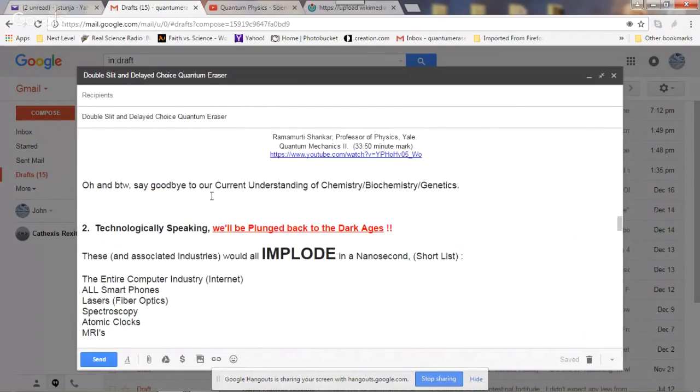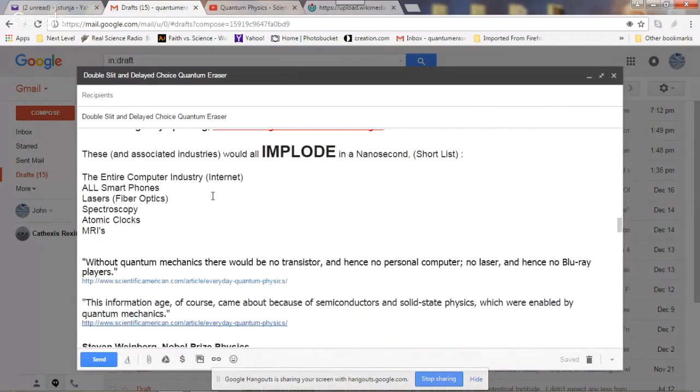Number two, technologically speaking, we'd be plunged back to the Dark Ages. These and the associated industries would all implode in a nanosecond. Here's a short list: the entire computer industry, along with the internet, goodbye, all smartphones, lasers, fiber optics in general, spectroscopy, atomic clocks, and MRIs.